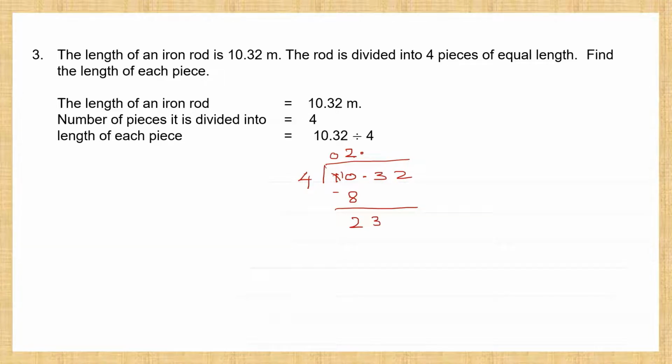It's 23. 4 5s are 20, minus 3. 2 minus 2 is 0. You bring down the 2. Now my number is 32. 4 8s are 32. We finished our division here. So now we have found the length of each piece, which is 2.58 meters.